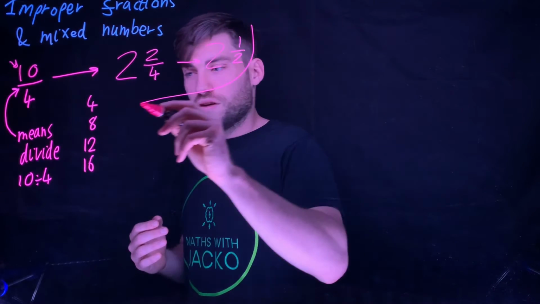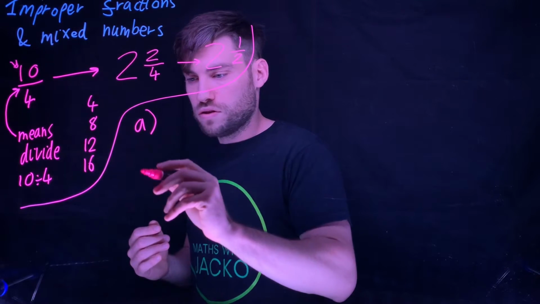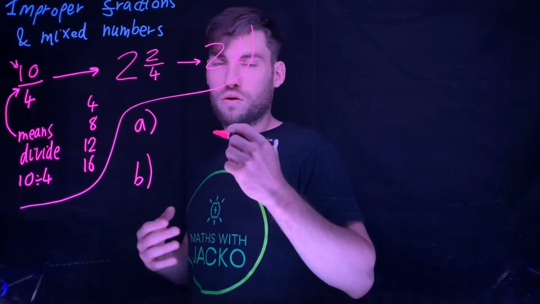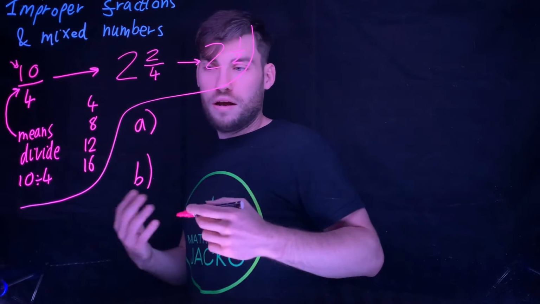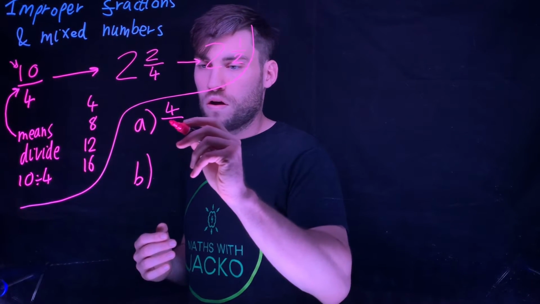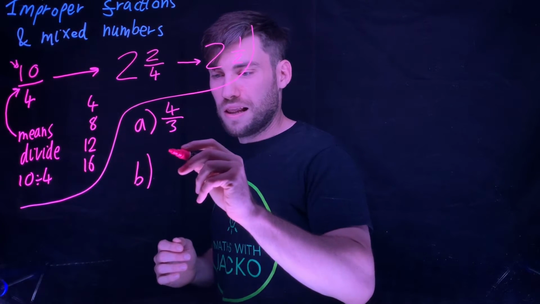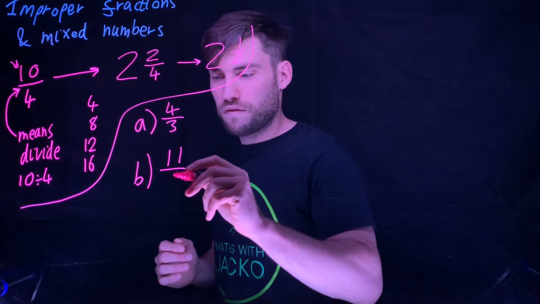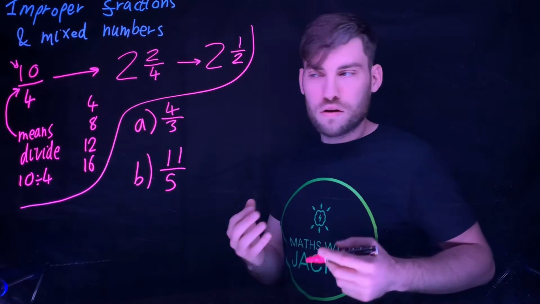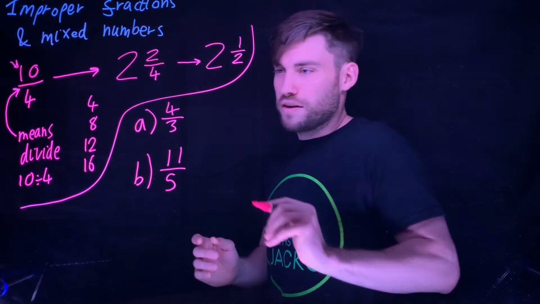Right, here's an example. Let's mark this off here. I want you to have a go at this one. I'll give you 2 questions to have a go at. Convert these from improper fractions to mixed numbers. So you've got 4 thirds. And then I want you to convert, let's do 11 fifths. So pause the video, have a go at those 2. Right, so you should have paused it. How did you go with these ones?